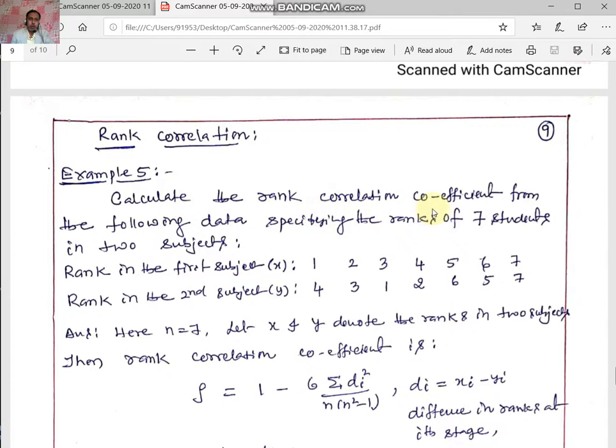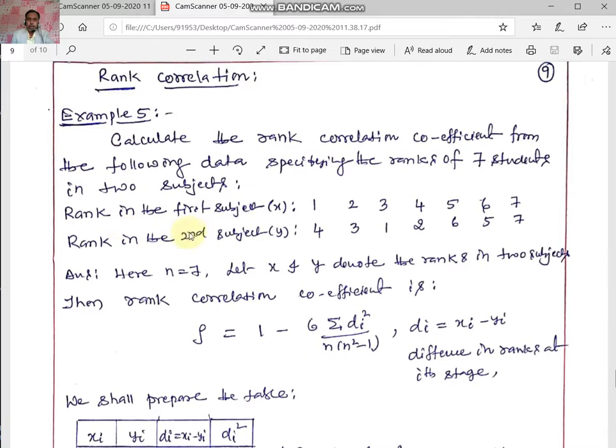Calculate the rank correlation coefficient from the following data specifying ranks of 7 students in 2 subjects. Rank in first subject called x: ranks are 1, 2, 3, 4, 5, 6, 7. These represent the ranks of 7 students in one subject called x. In the second subject y, those 7 students have ranks 4th, 3rd, 1st, 2nd, 6th, 5th, 7th. So these are the ranks of 7 students in 2 different subjects.